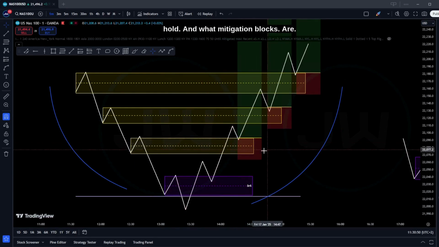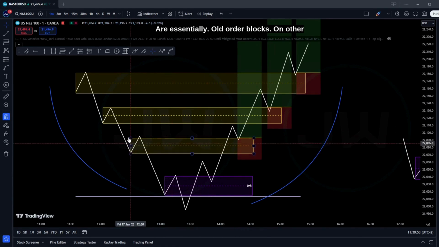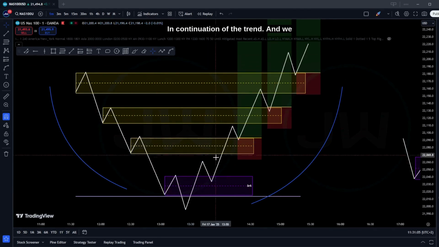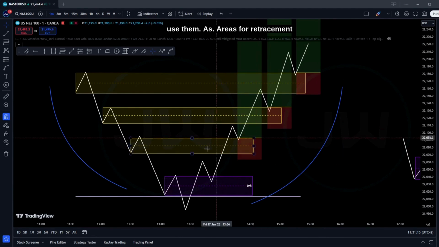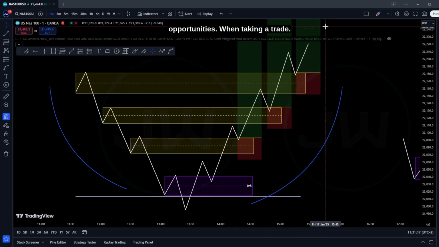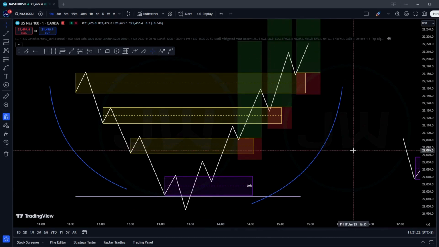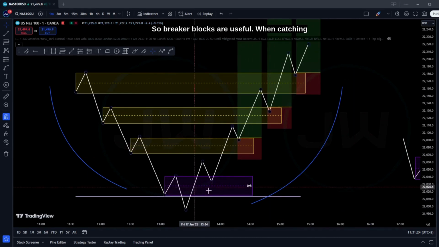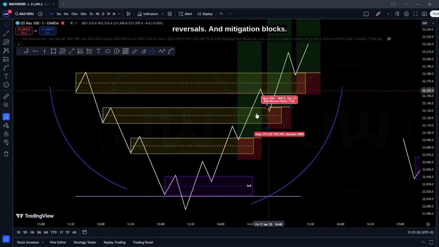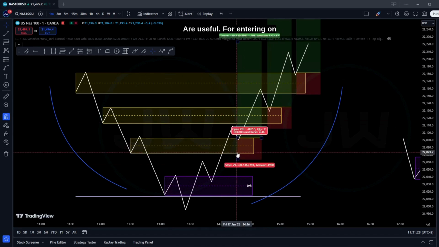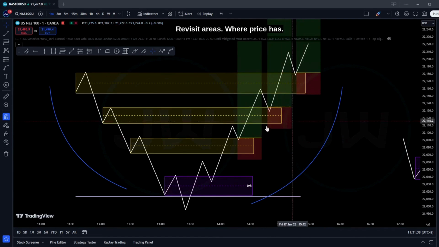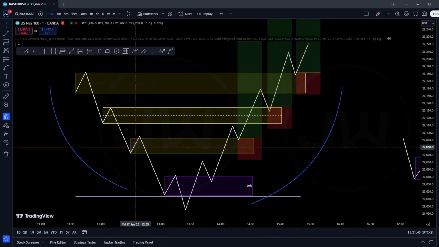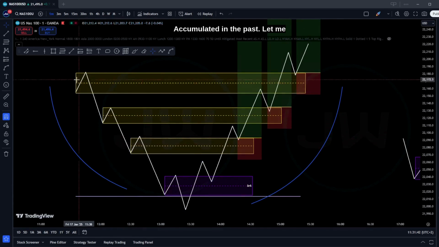And what they are essentially are old order blocks that failed to hold. And what mitigation blocks are essentially old order blocks on the other side of the trend, or breaker blocks in continuation of the trend, and we use them as areas for retracement opportunities when taking a trade. So breaker blocks are useful when catching reversals, and mitigation blocks are useful for entering on retracement, because price tends to revisit areas where price has accumulated in the past.